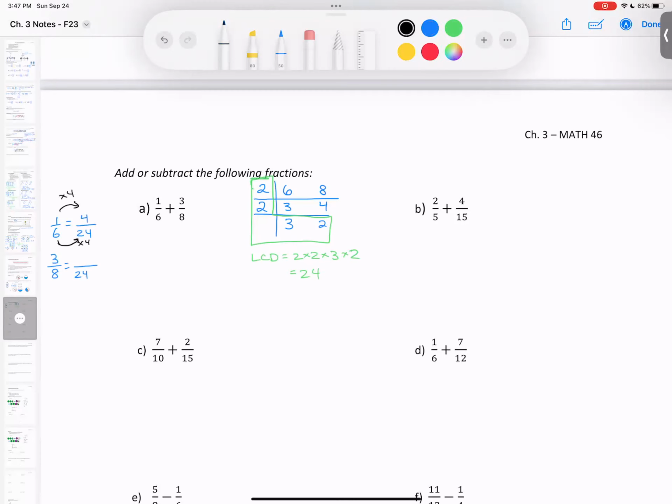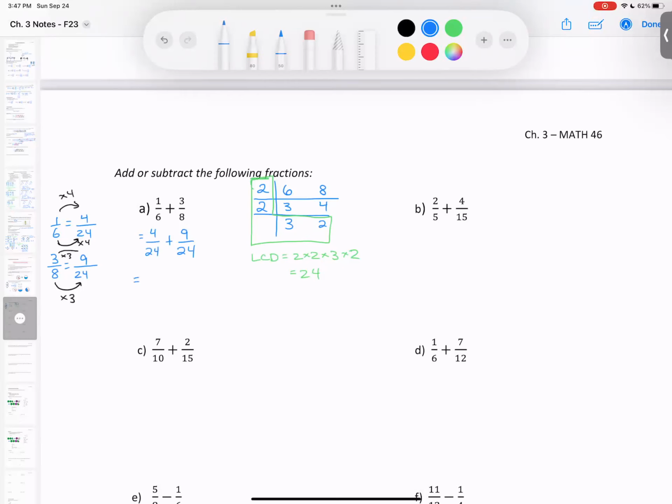Same thing for that bottom one. This time we had to multiply by 3 on the denominator to go from 8 to 24, so we're also going to multiply our numerator by 3 to get 9 over 24. That means 1 over 6, we just said, is the same thing as 4 over 24, and we're adding it to 3 over 8, which we said is the same thing as 9 over 24.